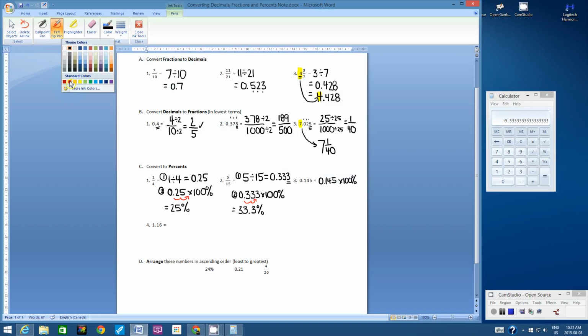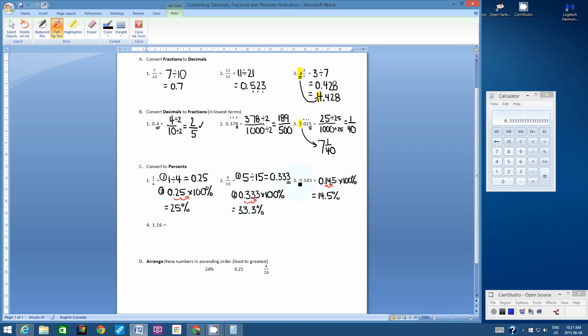Okay, so again, let's use our little rules here. Move the decimal place 2 places to the right. And what did you get as the final answer? Hopefully you got 14.5%. Okay, so let's look at question 4 here.